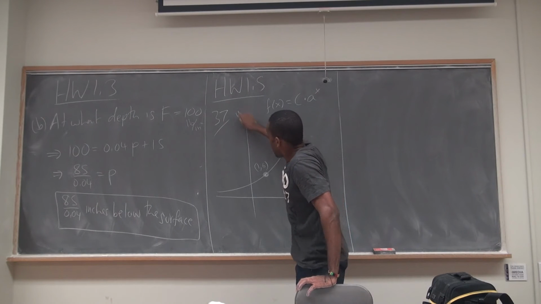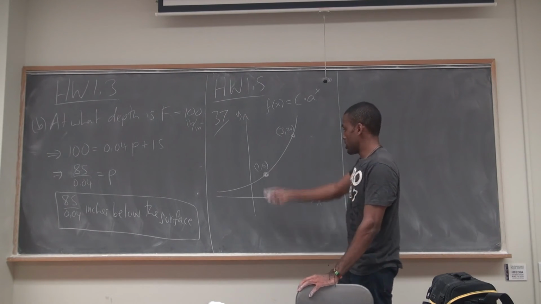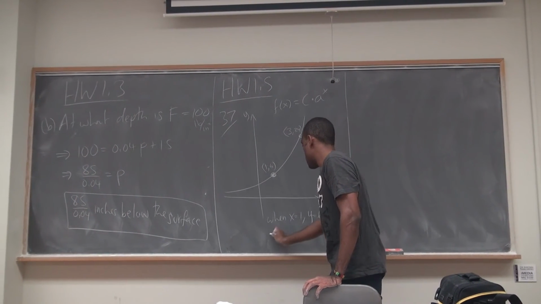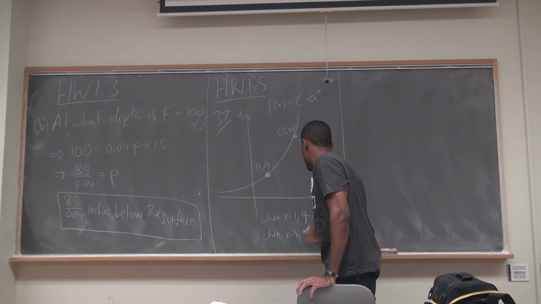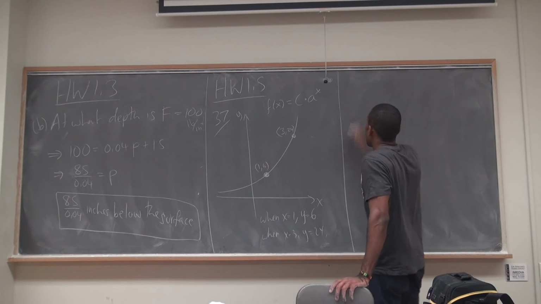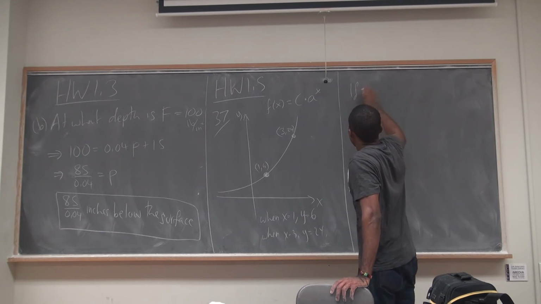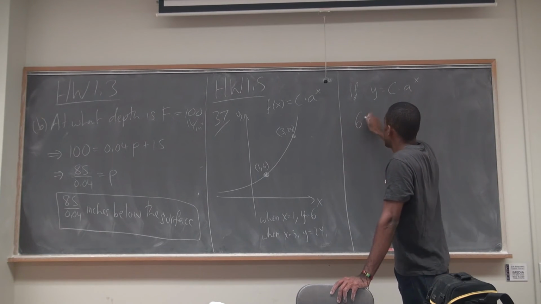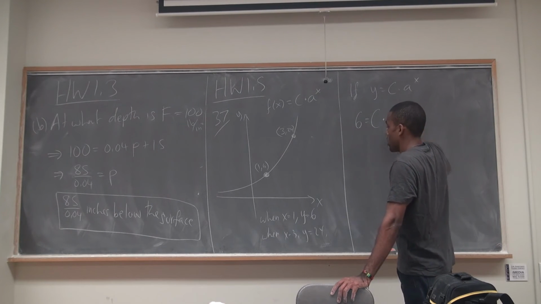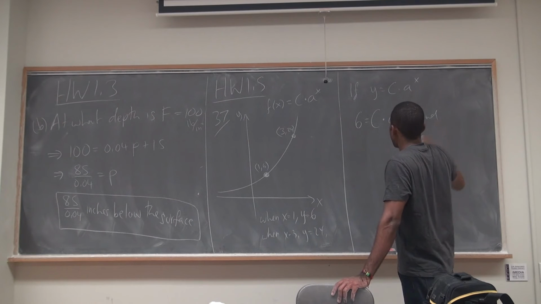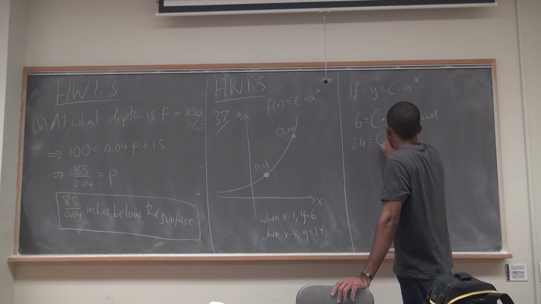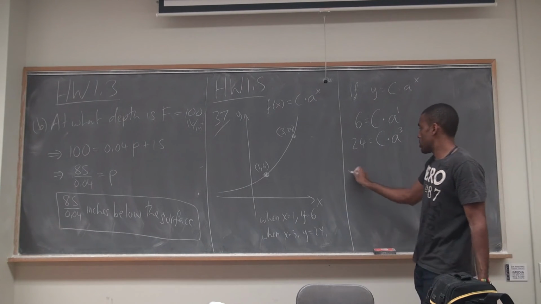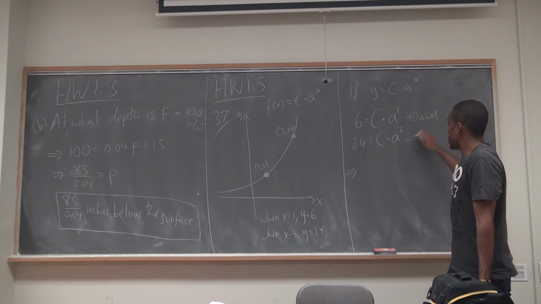So here's my y, here's my x. Basically what this tells me is when x equals 1, my y equals 6. Also it tells me when x equals 3, my y equals 24. So in other words, if my y is equal to c times a to the x, I know that this side is 6 when my x is 1, and I know that this side is 24 when my x is 3. So I have simultaneous equations here. This is equation 1, equation 2. I want to solve these simultaneously.